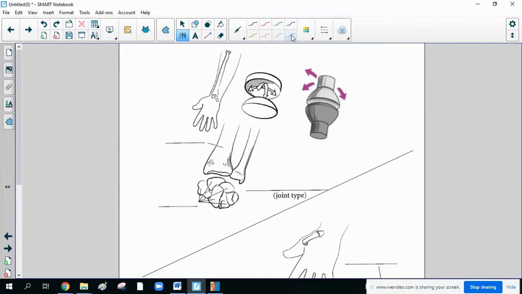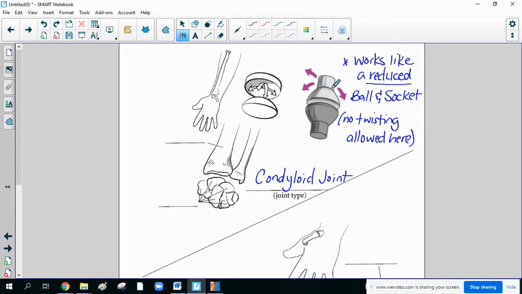Okay, the next type of joint is called a condyloid joint, or sometimes known as an ellipsoid joint. Fancy names. If you look at it, it looks kind of like a reduced ball and socket, and it is. It can move forward and backwards, side to side. The only thing it cannot do is the twisting motion. So notice this part would be sort of the reduced ball and the reduced socket, and then we have the same kind of representation here. It's just not as well connected as the ball and socket is.